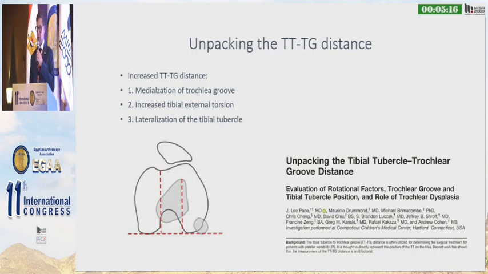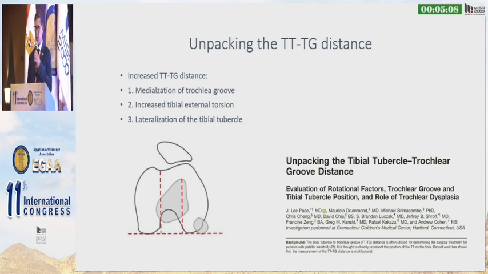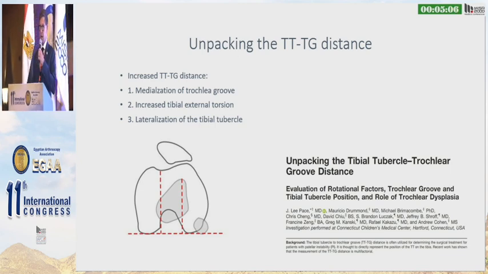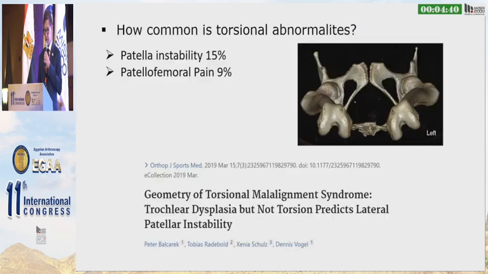So this recent study from the US by Lee-Pace, they have unpacked the TTTG distance. The TTTG distance has been so much overused. And you have to realize that the TTTG changes very much from one MRI scan to another. So if you have a patient who has 2 MRI scans, try to measure the TTTG and you will see how much difference there is. However, if the TTTG increased, it's either due to medialization of the trochlear groove or increased tibial external torsion. Rarely it's the lateralization of the tibial tubercle.